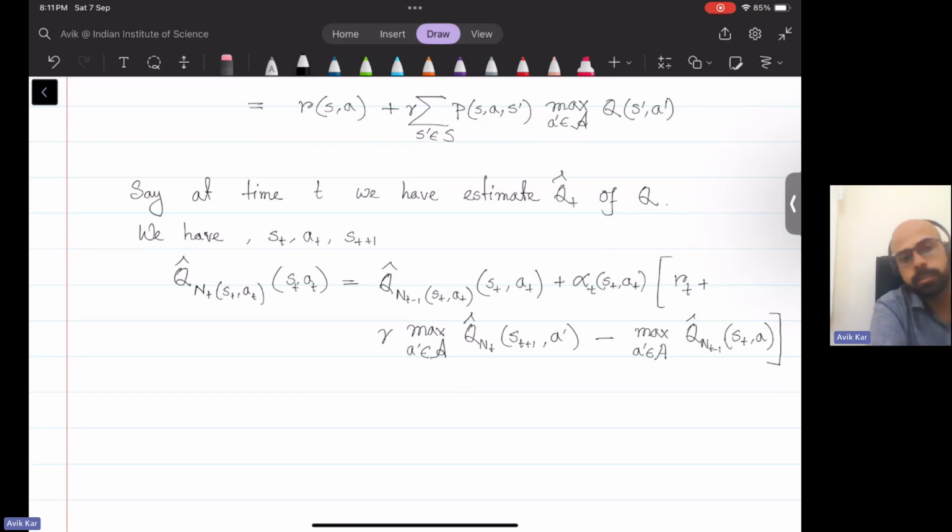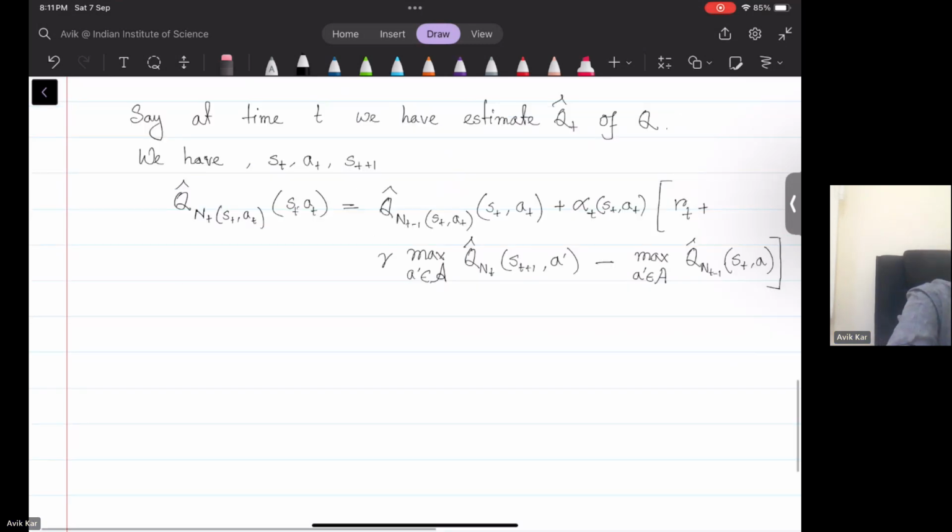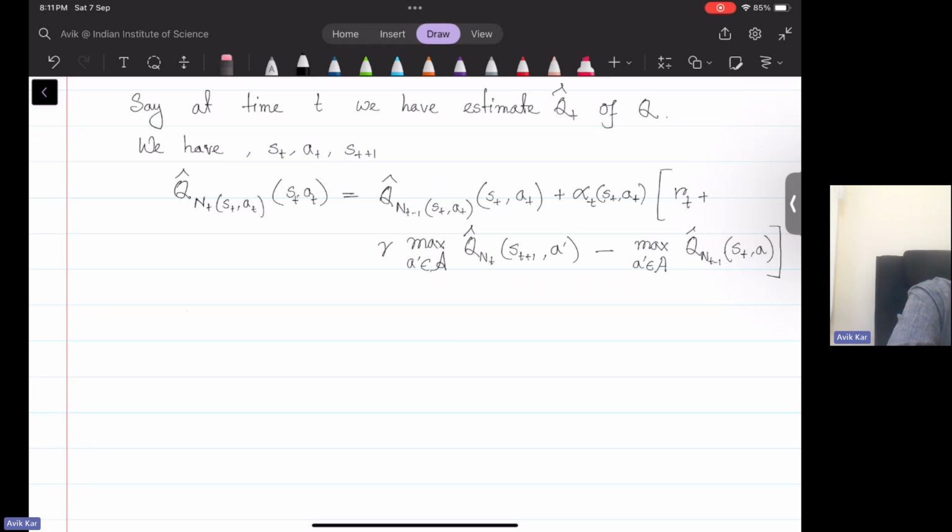So the idea is initially you do more exploration. That is, with more probability you take exploratory actions, and with less probability you pick the action which your estimate is suggesting. So this is about updating the estimate. What about taking actions?